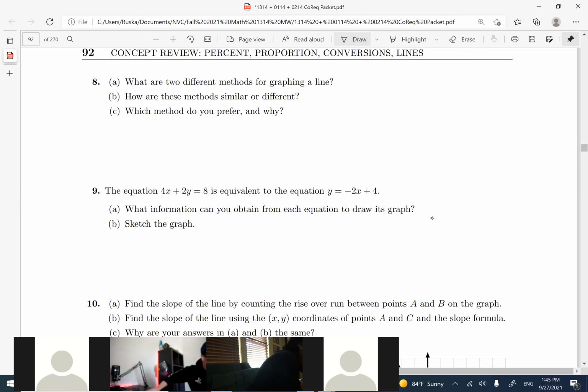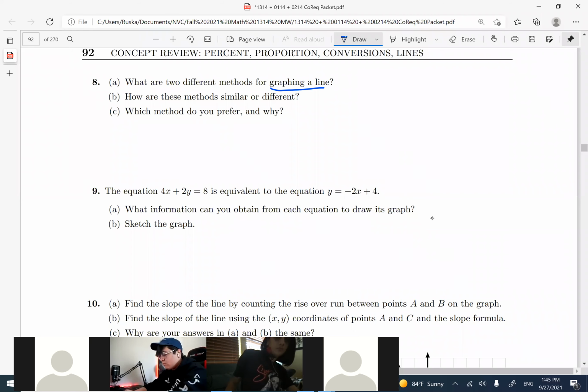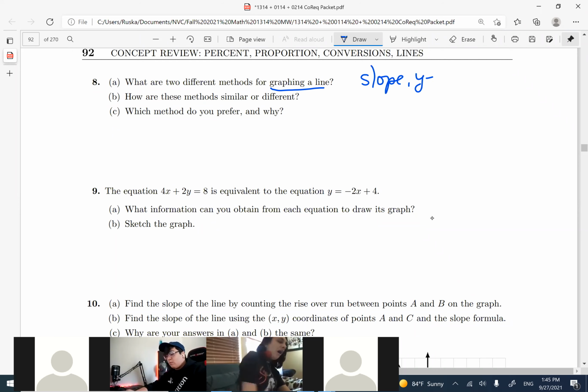So can you tell me two different methods of graphing? We talked about two different methods of graphing a line. Both of those are linear equations. So how do you graph a linear equation? We talked about y equals mx plus b. So one of them is slope and y-intercept. That's right, slope-intercept. If you use the slope and the y-intercept, that's one of them.